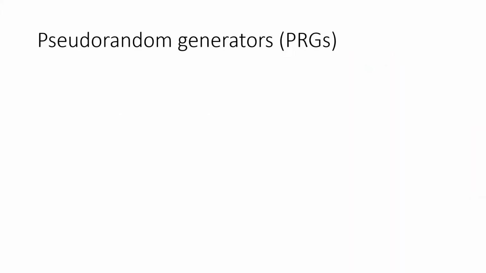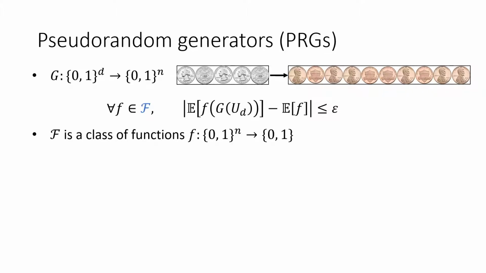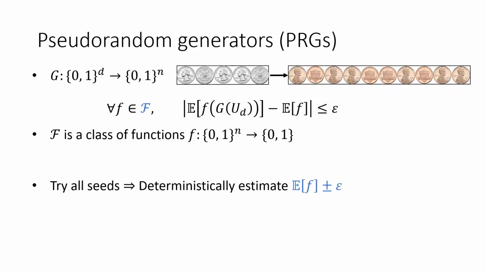Let's talk about how one might hope to prove P equals BPP or L equals BPL. A pseudorandom generator is a powerful tool for derandomization. It's an algorithm that stretches a short, truly random d-bit seed out to a long pseudorandom n-bit string. The guarantee is that for every function f in some class script F, the expectation of f on the pseudorandom distribution is within plus or minus epsilon of the expectation of f on a truly random input. Therefore, by trying all seeds of the pseudorandom generator, we can deterministically compute the expectation of f to within plus or minus epsilon.